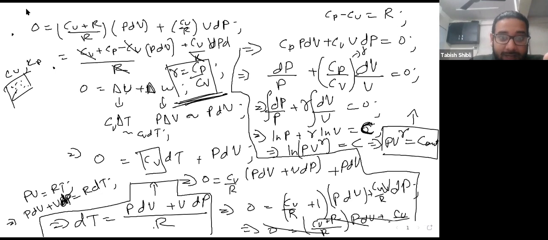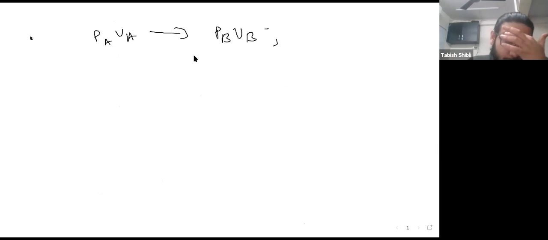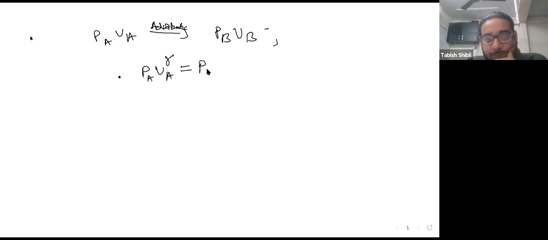That means if I am starting with a situation A, PA VA, and I'm going to PB VB, but I'm going through an adiabatic process in the sense that there is no heat that is being either put in or pumped out. Heat remains a constant. So what would you have? You have PA VA to the power gamma should be equal to PB VB to the power gamma.